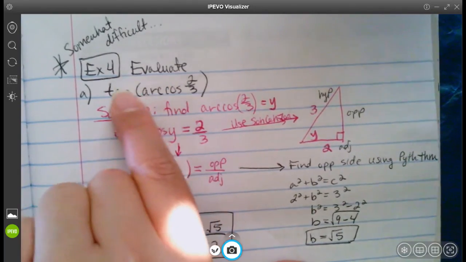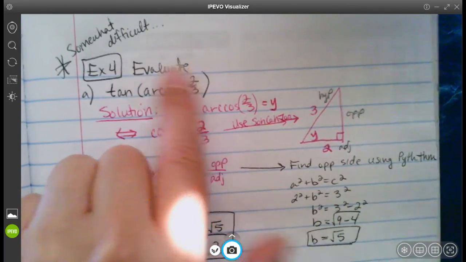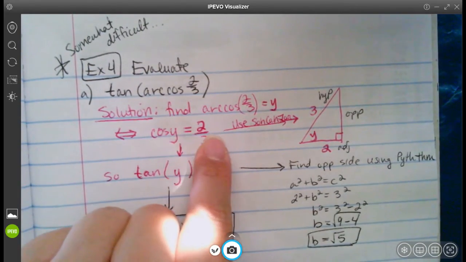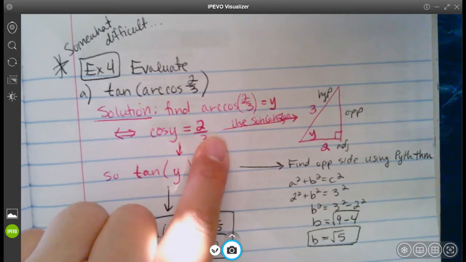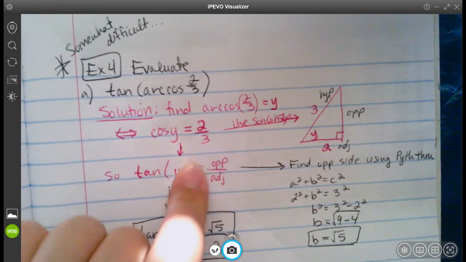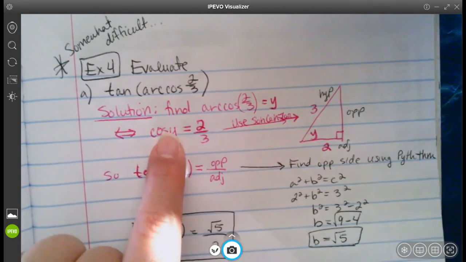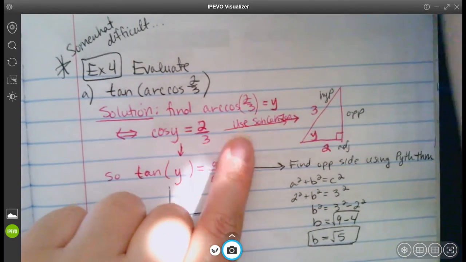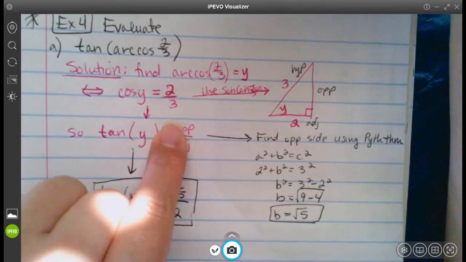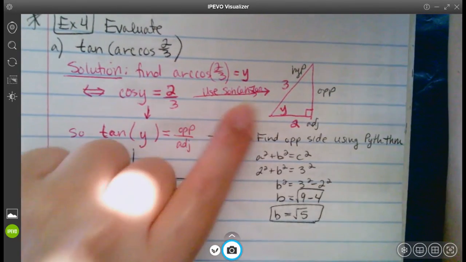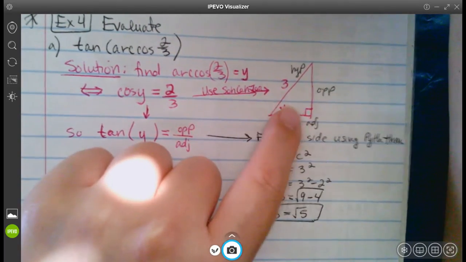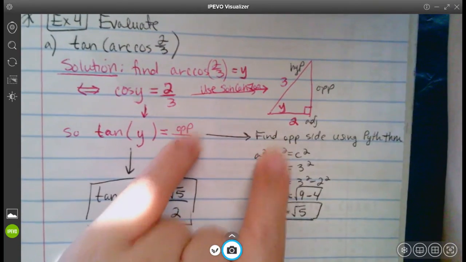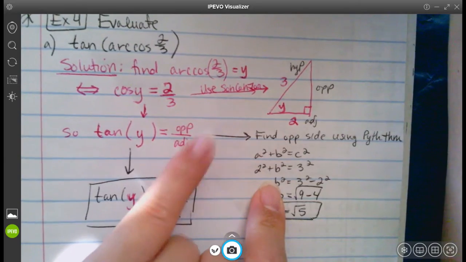So first of all, tangent of this is what we're trying to find. This part right here can be rewritten as cosine of y equals 2/3. So where is cosine equal to 2/3 is what I'm trying to find. If I can find that, basically, that's what's going to replace my tangent. Cosine is not equal to 2/3 anywhere in our unit circle, which means we're going to have to construct a triangle here on the side and figure out what the other side is. Why? Because tangent uses opposite over adjacent, or y over x, whichever you prefer to use.